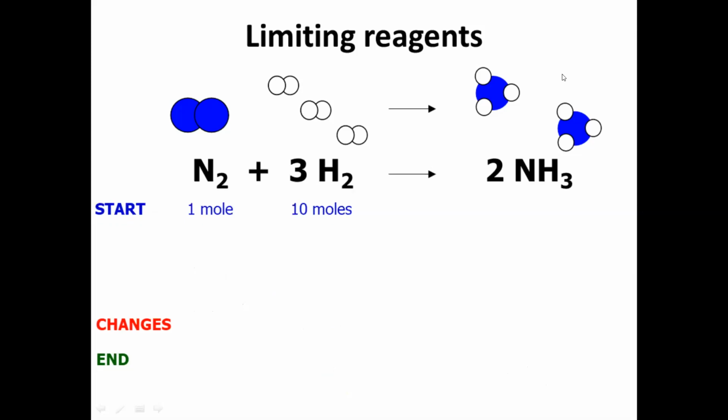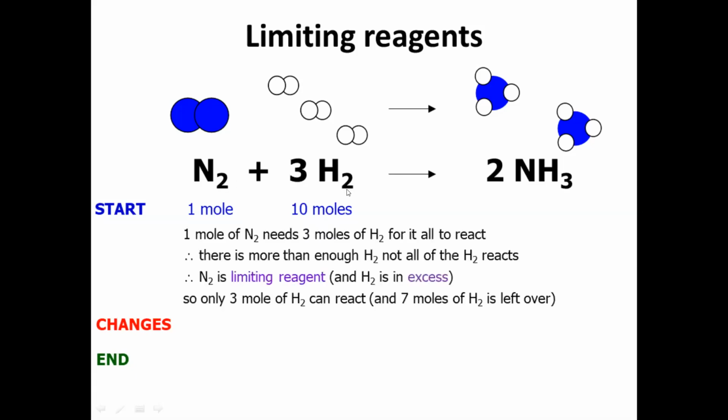Let's look at another example. I mean, it's the same equation, but different quantities. How much ammonia are you going to make this time? Okay, so ratio is 1:3. So for one, we have 1 mole of nitrogen. We need 3 moles of hydrogen. Do we have that? Yes, we have even more than that. We've got 10. So that means nitrogen is going to react fully, but hydrogen, only 3 will react.